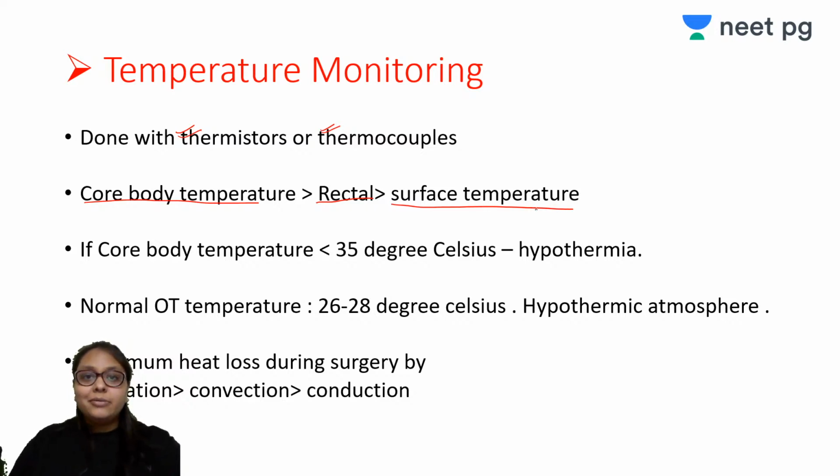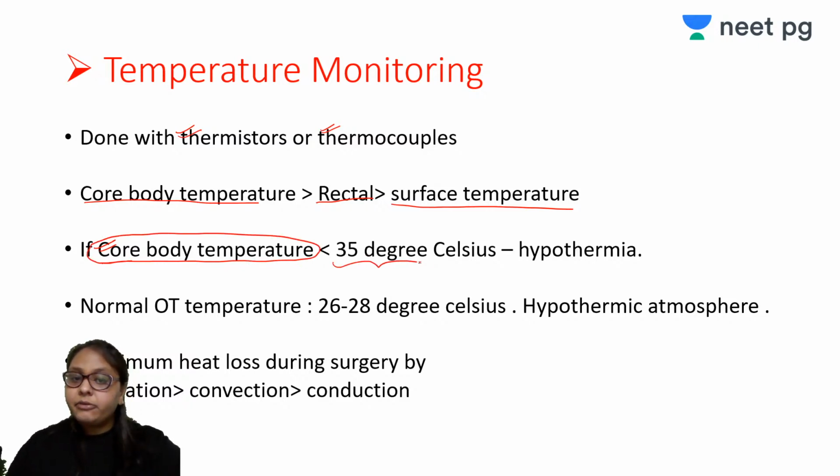Okay, so when we are defining hypothermia, we are defining it in relation to the core body temperature. So if the core body temperature is less than 35 degrees Celsius, that means the patient is hypothermic. So this hypothermia is in relation to the core body temperature and not according to the rectal or the surface temperature.